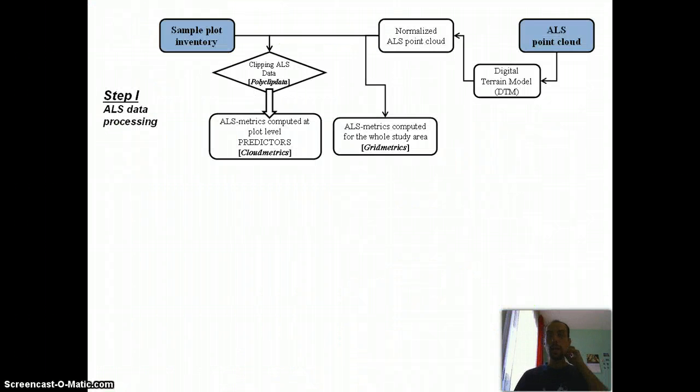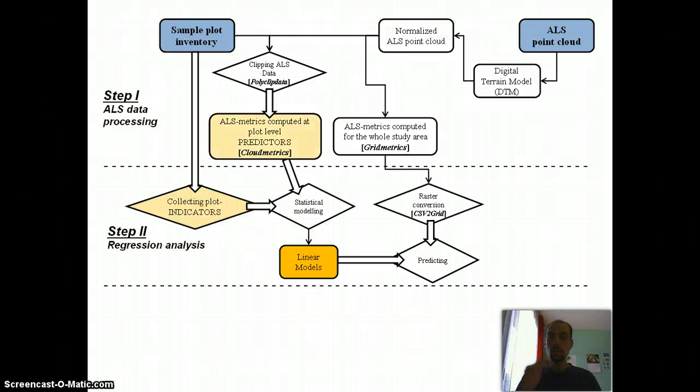So now I would like to present to you the main methodology that I followed in this study, and I will divide this methodology into three different steps. The first one corresponds to all the processing steps of the laser data. And here in blue, you can see the two types of input data that I used, and the two main outputs of this step were different laser-derived metrics computed at two different scales, at the plot level and for the whole study area.